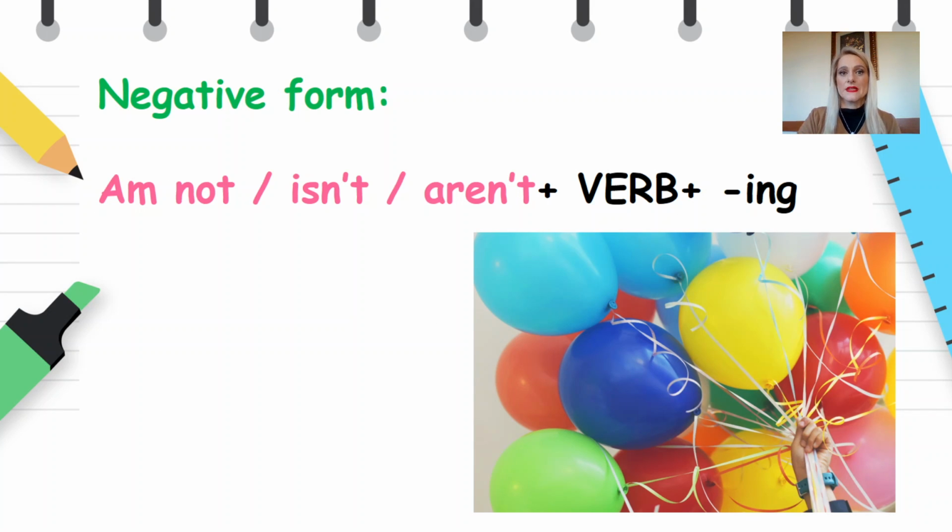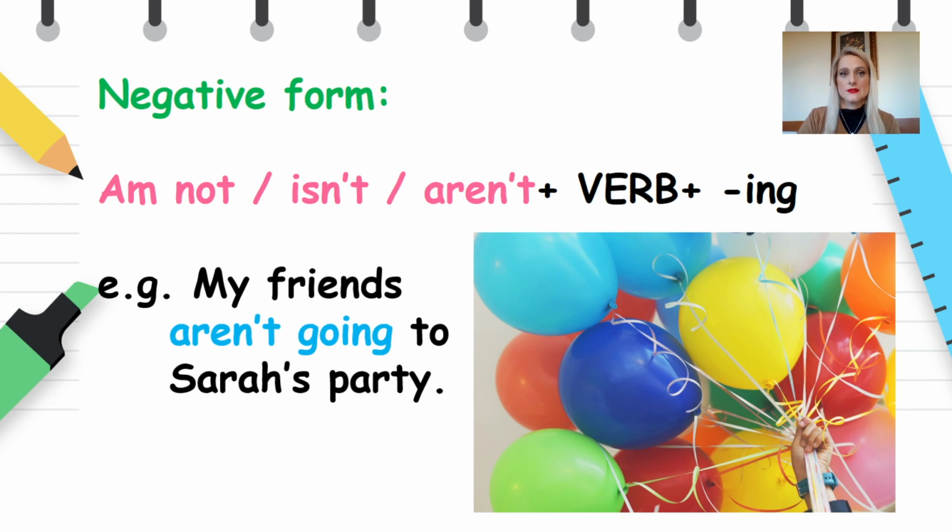How do we form the negative form? By simply adding not to the auxiliary verb to be, and this is the language formula we get. Am not, isn't, aren't, plus verb, plus ing. And this is the sentence. My friends aren't going to Sarah's party.